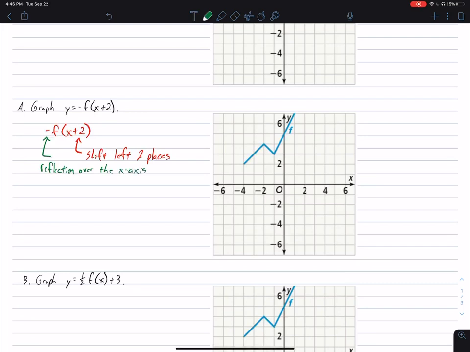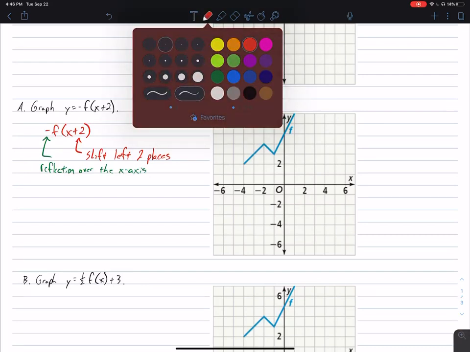So my entire graph is changing. So we want to reflect that over the x-axis. So which one should we do first? Which one should we do second? Best bet is to look at what's happening to the graph first. What are you doing to x first? Now, I'm going to shift this graph 2 places to the left. So let's start with that one.